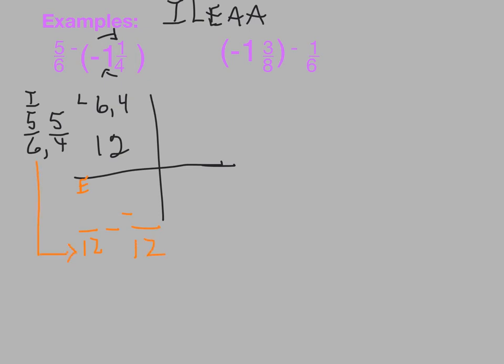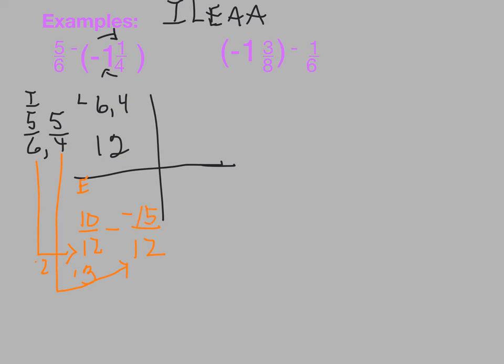How do I get from 6 to 12? Well, I multiply times 2. Multiply that numerator times 2. 5 times 2 is 10. Now I'm on to 4. 4 times what is 12? That, of course, is times 3. Multiply the numerator times 3. 5 times 3 is 15.